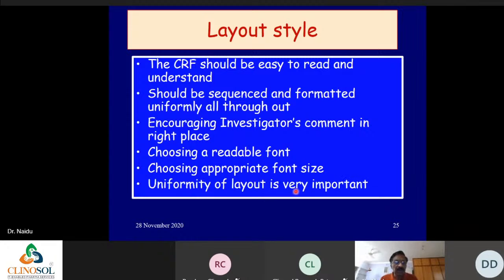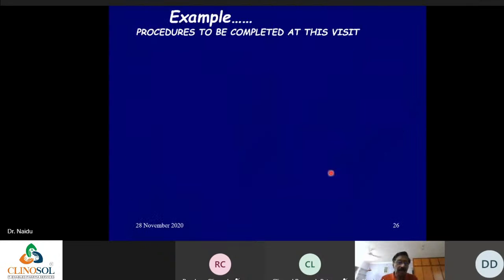Uniformity of layout is very, very important. The complete case record form should have a very uniform layout from page number 1 to the last page. For example, the procedure to be completed at each visit. When the volunteer or participant comes for a particular visit, there should be a complete procedure of what things during that visit have to be entered into the case record form.